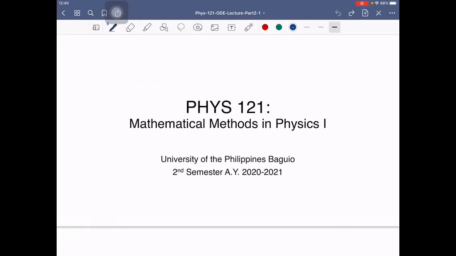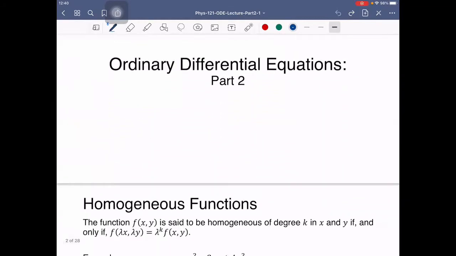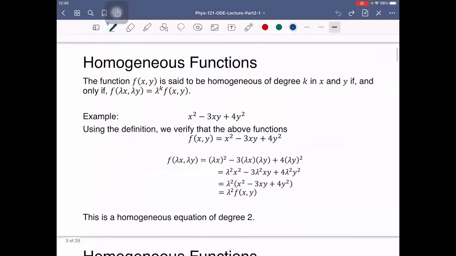So now we will discuss yung second part ng discussion na nakalipas, which is yung ordinary differential equation. So natapos tayo doon sa pag-introduce ng mga differential equations, etc. So now let's move on to what we call homogeneous functions.